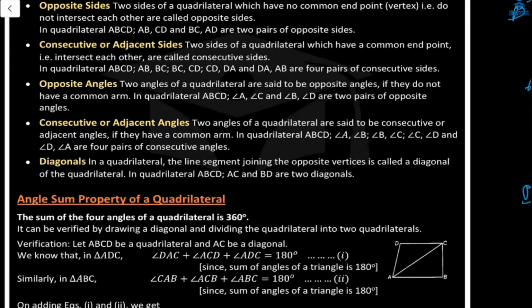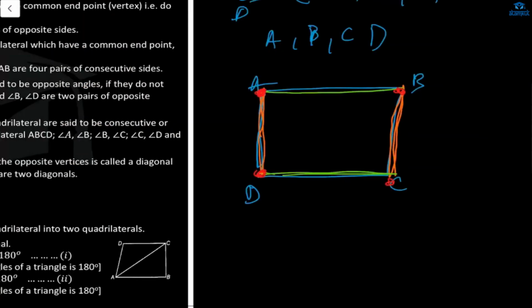Now opposite angles, obviously the angles facing opposite to each other. Two angles of a quadrilateral are said to be opposite angles if they do not have a common arm. For your definition purpose. We all know that this angle will be opposite to this, but in definition form, you can say there will be no common arm. Two arms are required to make an angle, so if they don't have any common arm, then the angles are opposite.